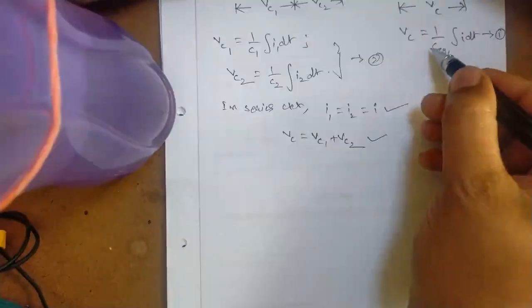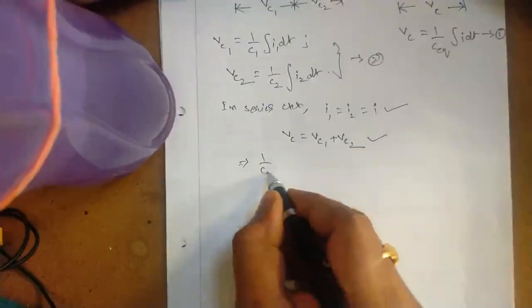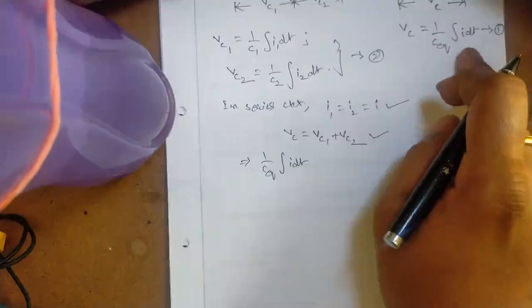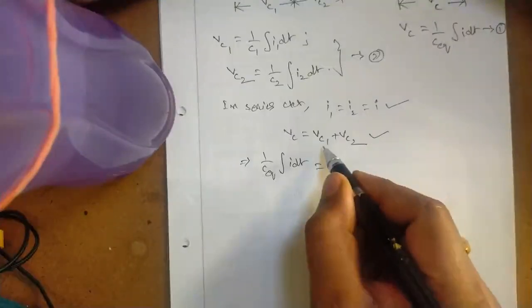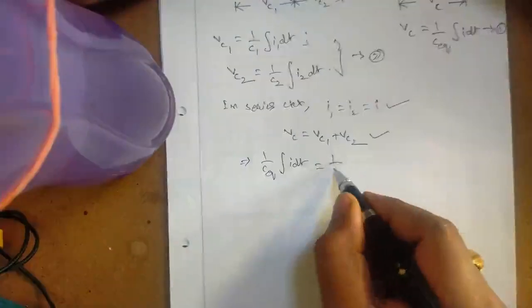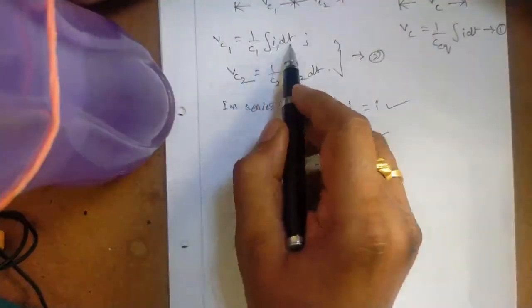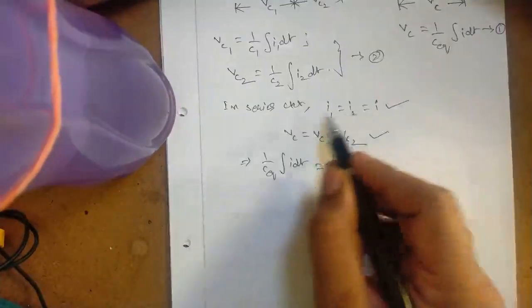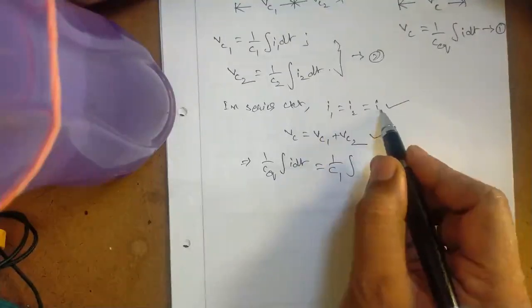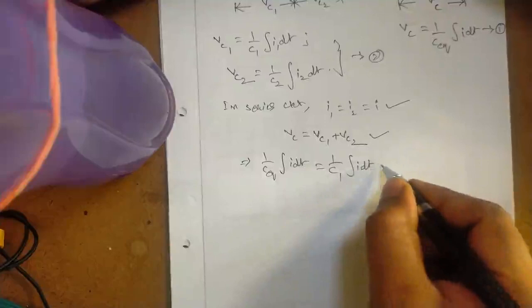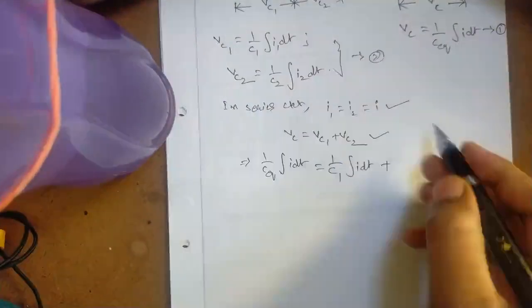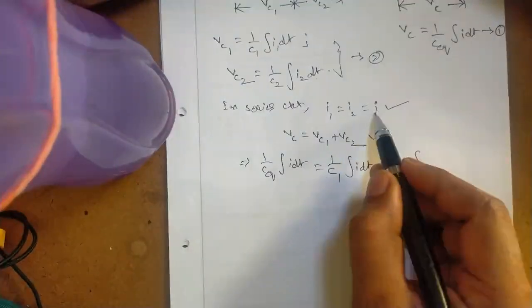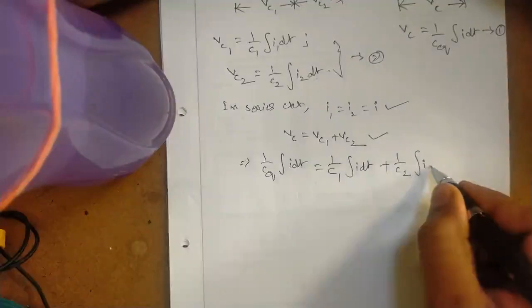We get, in place of VC, we may write 1 by C equivalent integral I dt. VC is equal to 1 by C equivalent integral I dt. That is equal to, next, VC1, it is 1 by C1 integral I1 dt. In a series circuit we know I1 is I, the current is the same. So in place of I1 we may write I dt, plus VC2. VC2 is 1 by C2 integral I2 dt. I2 is I in a series circuit, that is I dt.